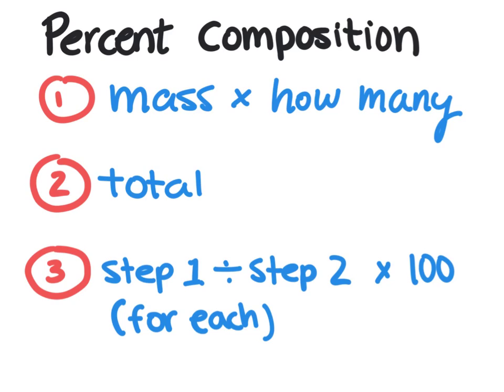Or in this case, your answer for step 1 for each element divided by your total times 100. And that will give you a percentage. And those percentages in the end should add up to close to 100%.